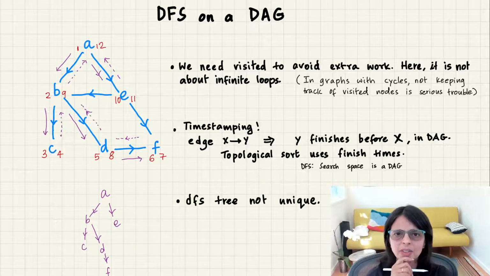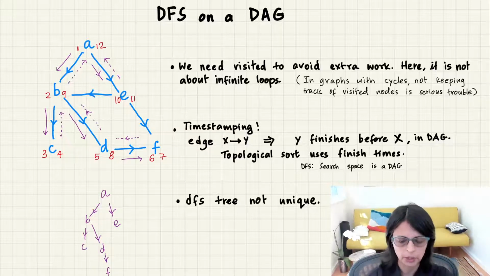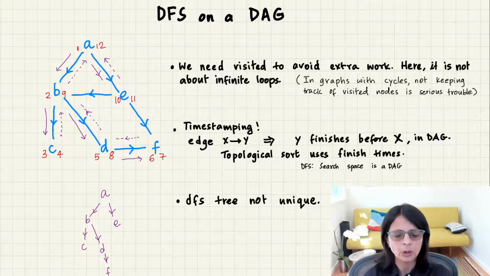So it's just something to note that in a directed acyclic graph, it's not about infinite loops as much as it is about avoiding extra work. And if you want to understand this further, you can pause the video right now. See how DFS exactly unfolds on this directed acyclic graph, and take the time to really understand that it's not about infinite loops if there are no cycles, it's about extra work, okay?